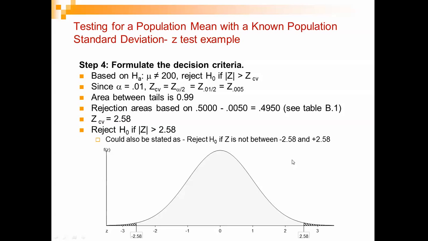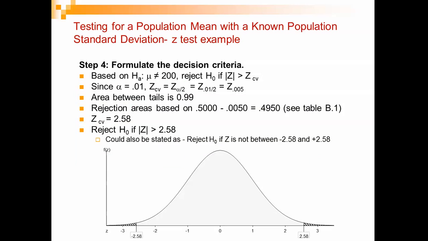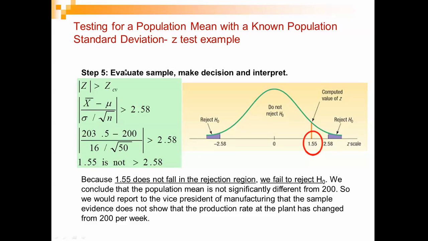Finally, in step 5, we make a decision and interpret the result. So we evaluate a sample. What did we get in our one little sample? And how likely is it that you got what you got? That's going to be based off of our significance level. And if it's very unlikely, we're going to call baloney on the assumption that nothing is going on, or the null hypothesis.